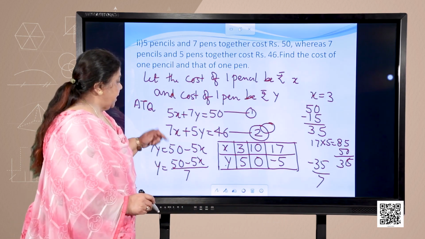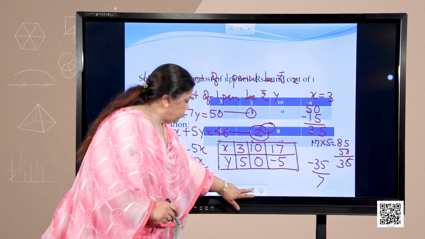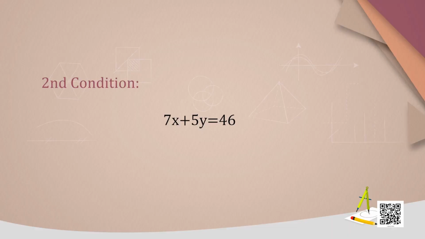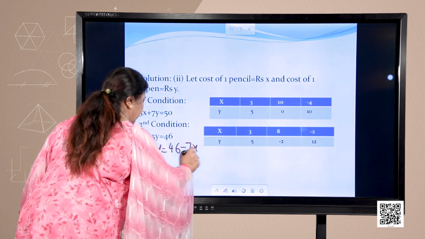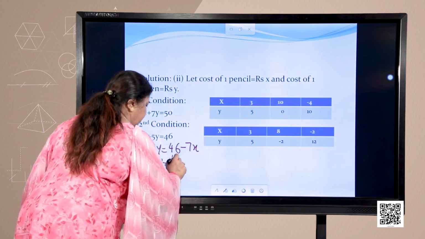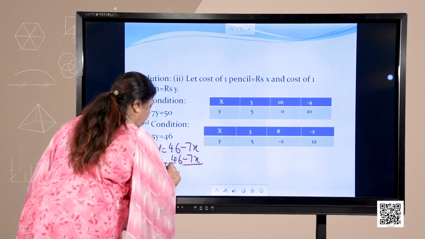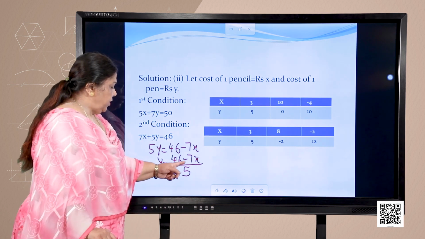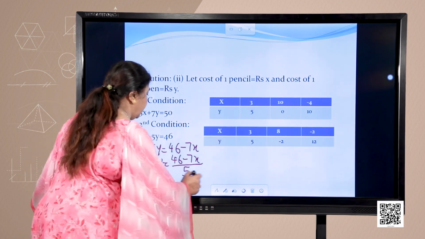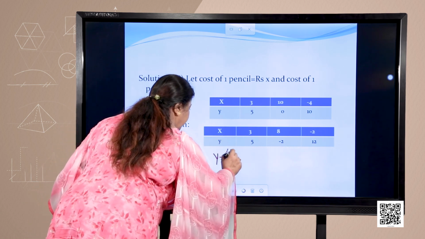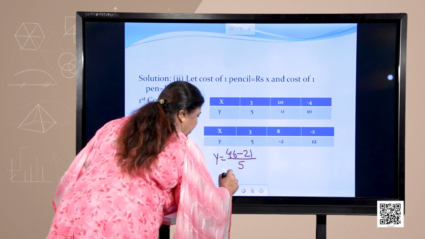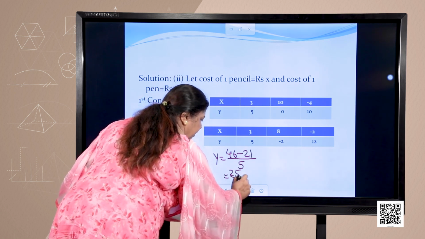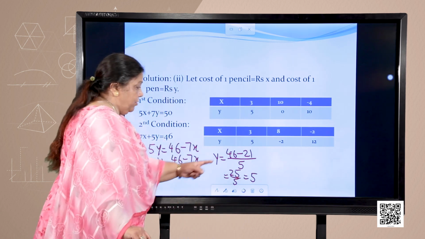Let us look into the second equation. We have calculated the values here in the same way. We have for second condition 7x plus 5y is equal to 46. So we get 5y is equal to 46 minus 7x, that gives me 46 minus 7x upon 5. Now if I take the value of x as 3, look here, I get y is equal to 46 minus 21 upon 5, that is nothing but 25 upon 5, that gives me 5. One value I have taken as 5.